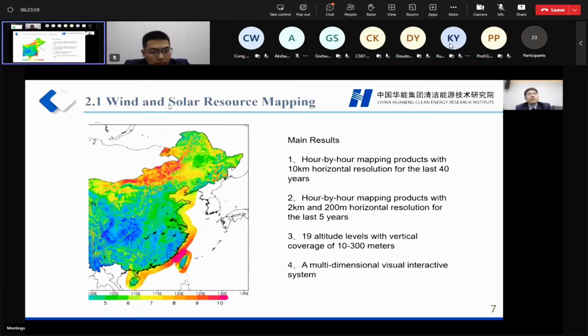We have four main research results: hour-by-hour mapping products with 10 kilometers horizontal resolution for the last 40 years, hour-by-hour mapping products with 2 kilometers and 200 meters horizontal resolution for the last 5 years, 19 altitude levels with vertical coverage of 10 to 300 meters, and a multidimensional visual interactive system.